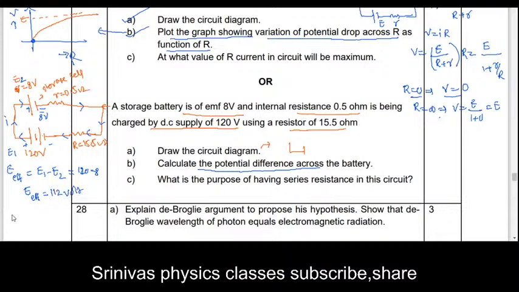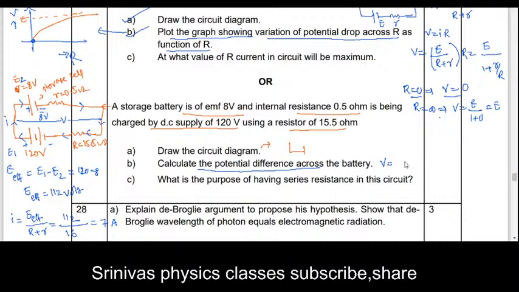And current we can find out: current is the effective EMF by effective resistance, capital R plus small r. Effective EMF is 112. The effective resistance is capital R plus small r, 15.5 plus 0.5, 16. 112 by 16, you will get 7 amperes current is passing. Then question, what is the terminal voltage across the storage cell?